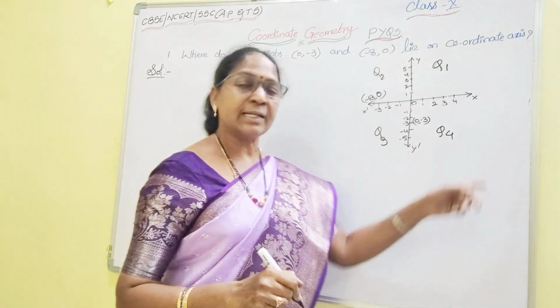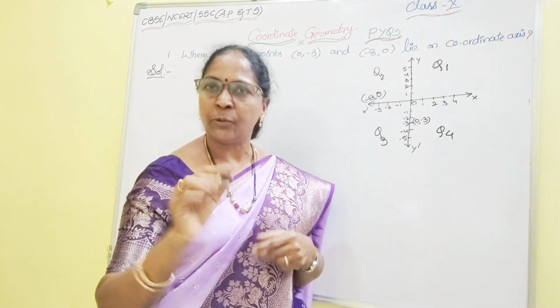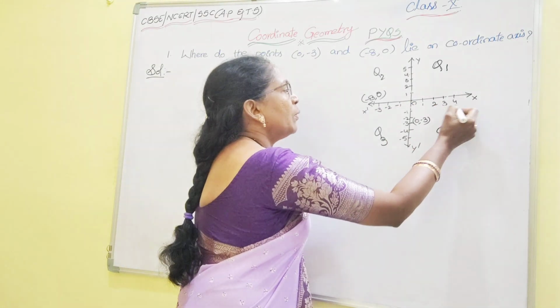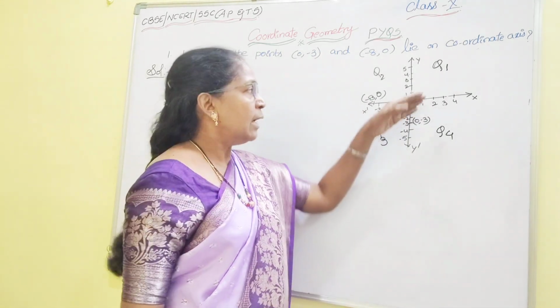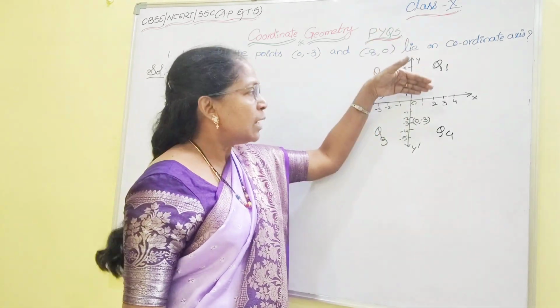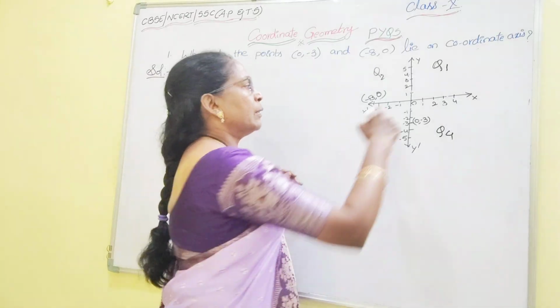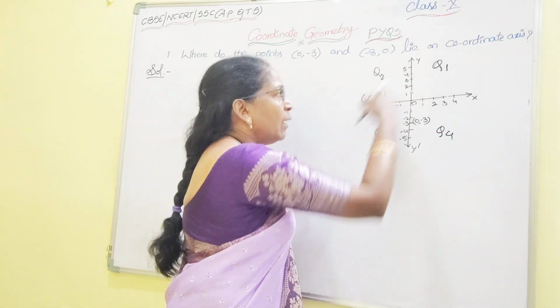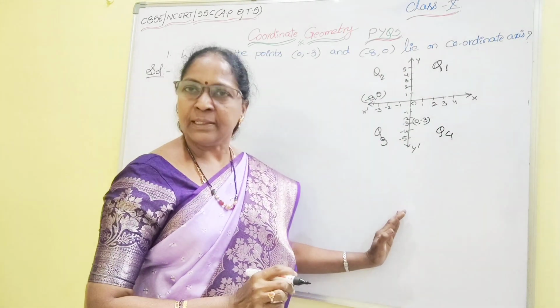On the coordinate axis, each point has 2 values, the x value and the y value. Then only will you get the point. Right side of 0 are positive values, and left side of 0 are negative values. Above 0 are positive values, and below 0 are negative values. Here it is x, x bar, y, y bar. Now you have to represent it like this.